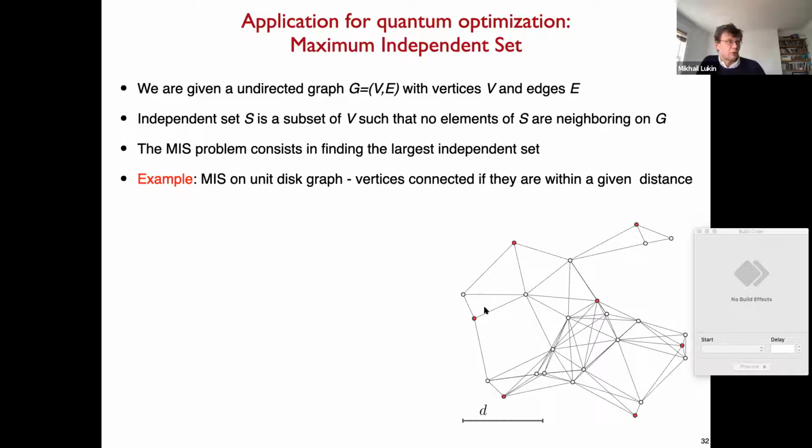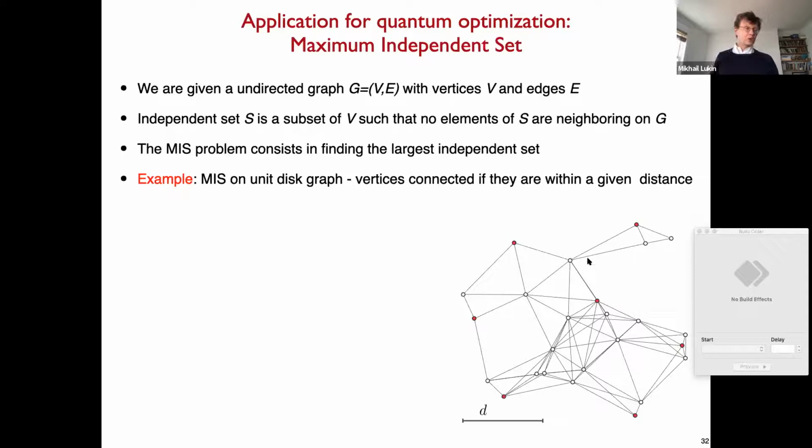Suppose you are given a graph with vertices which are connected by edges. An independent set is a subset of these vertices which are not directly connected to each other. For example, these red dots here constitute an independent set. And like many of these hard problems, this problem is very easy to formulate. The MIS problem consists in finding the largest independent set. This picture, which maybe reminds you of the days when you could still travel and look at the back cover of the airline magazine, is an example of maximum independent set on a so-called unit disk graph.